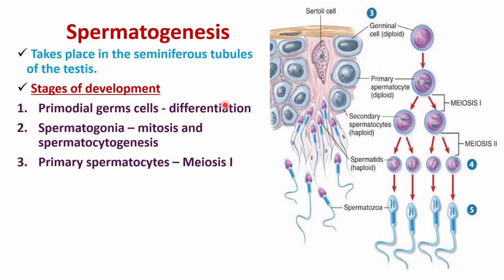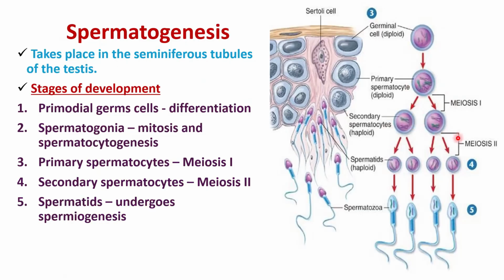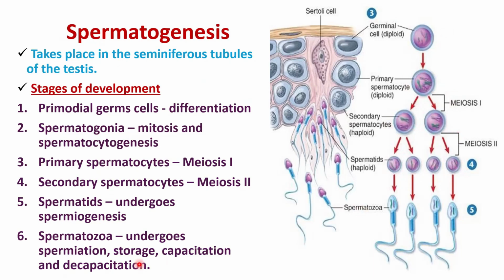So from spermatogonia, you'll go to, so what you're seeing here is actually the spermatogonia. From there, you'll go to primary spermatocytes. So primary spermatocytes will undergo meiosis 1 to give you secondary spermatocytes. So secondary spermatocytes undergo meiosis 2 to become spermatids. And then these spermatids undergo spermiogenesis to become spermatozoa.